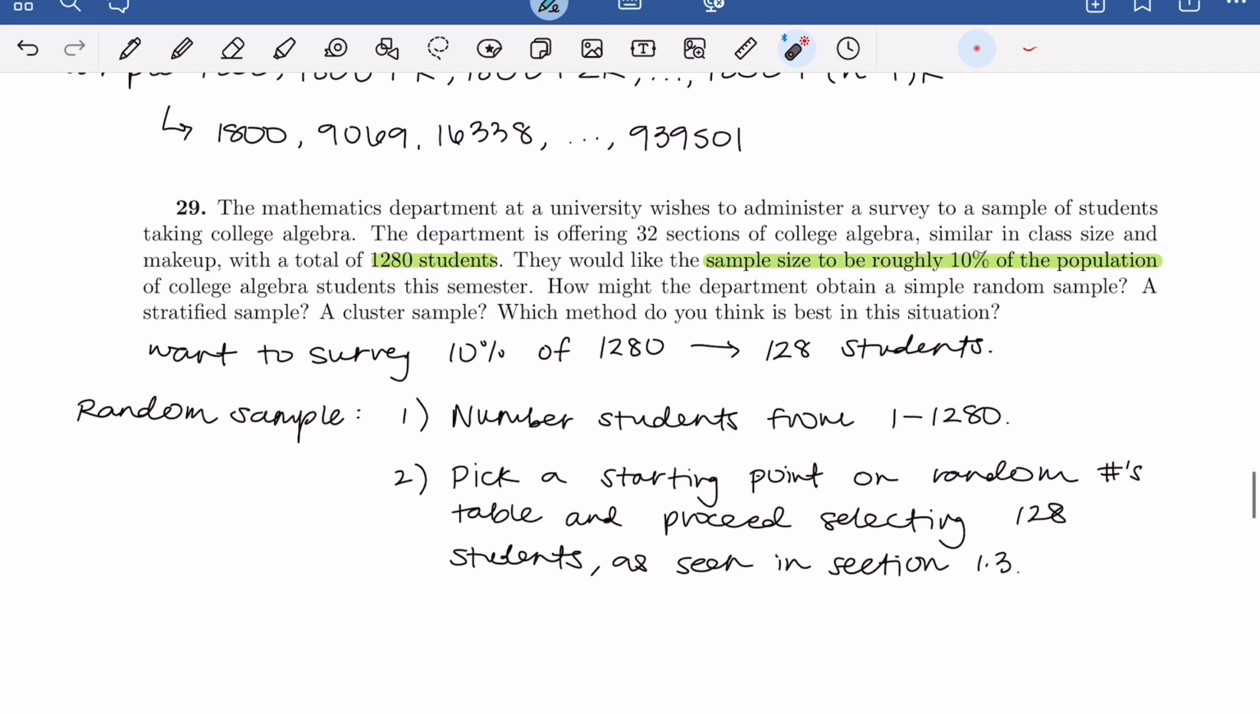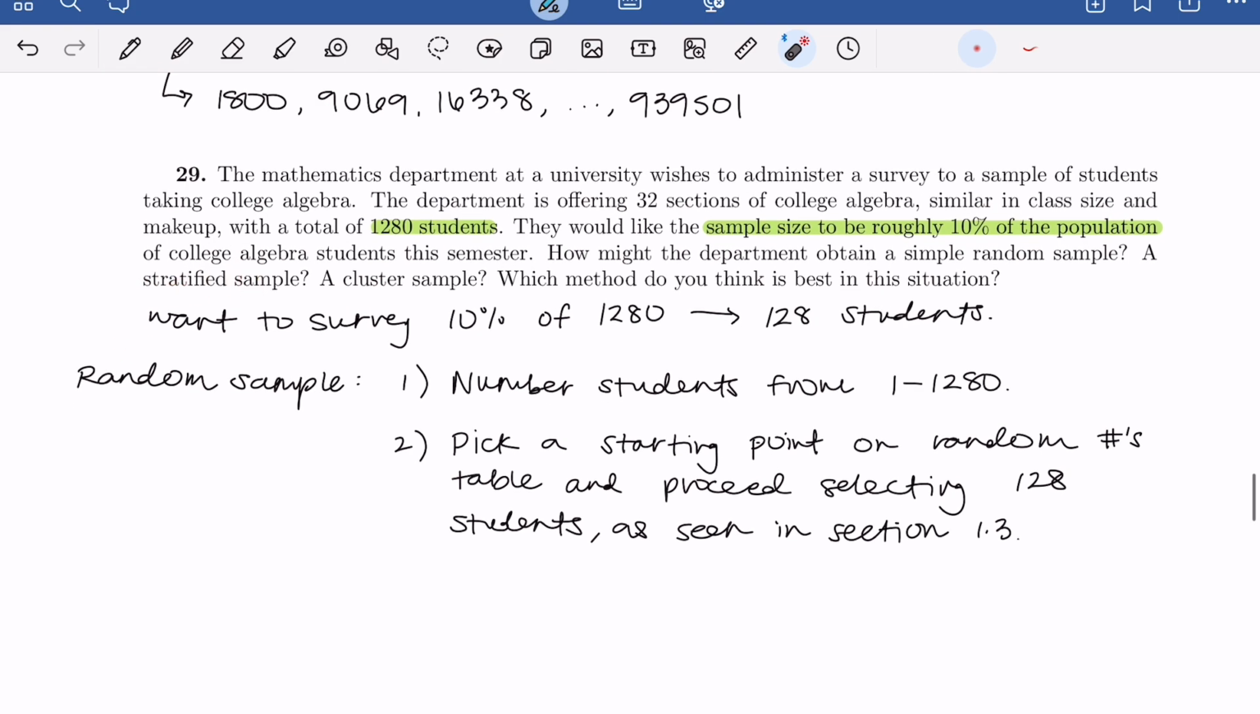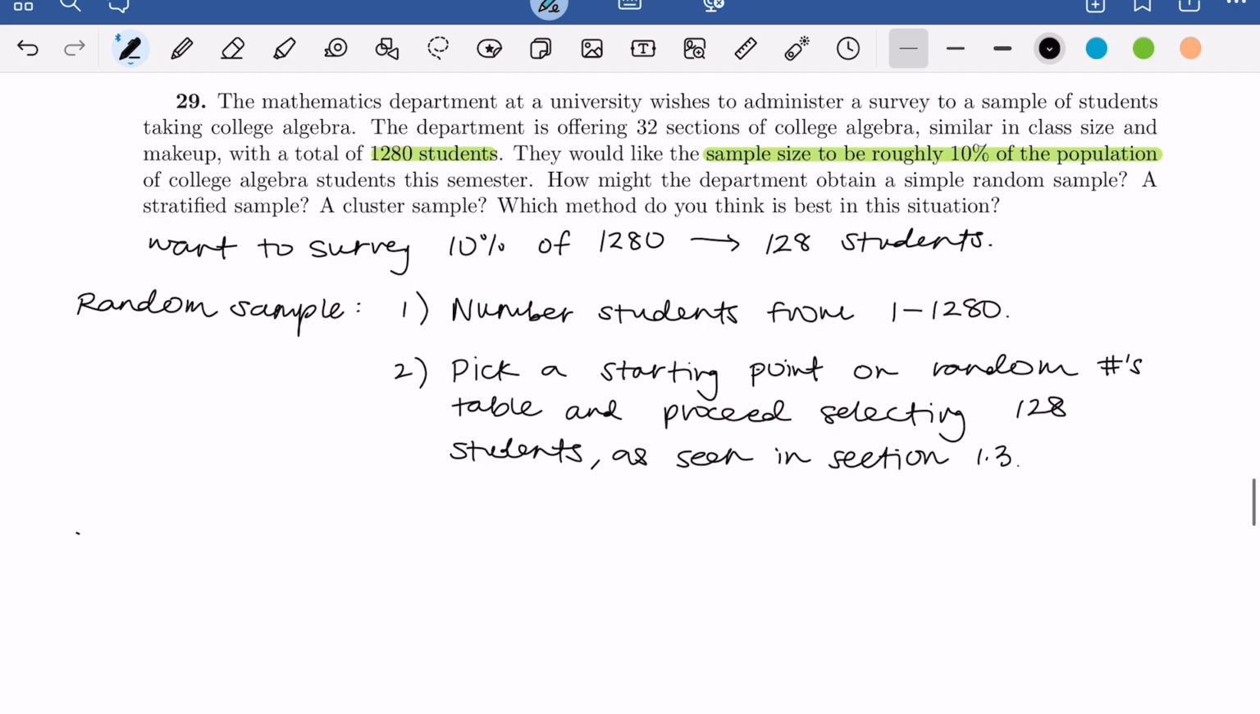Now we want to write down how we would obtain a stratified sample. So let's write this here.